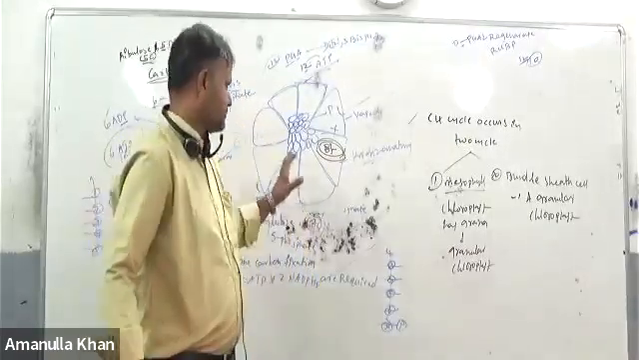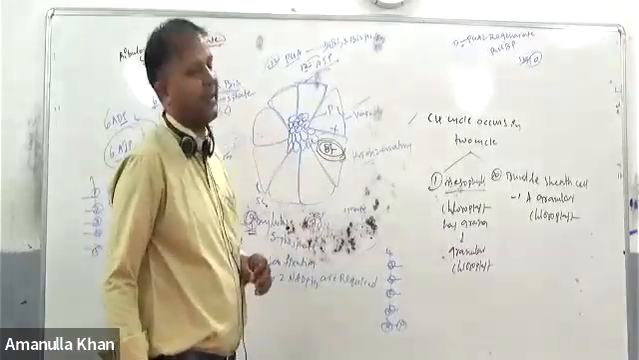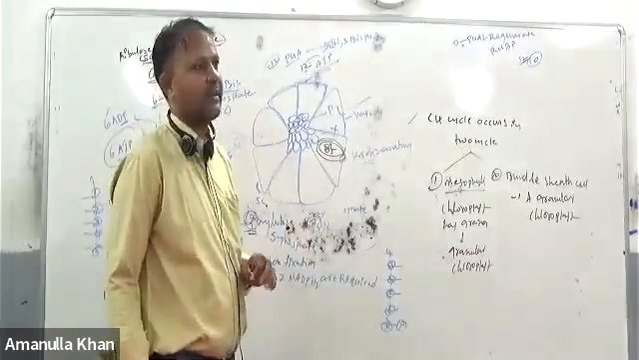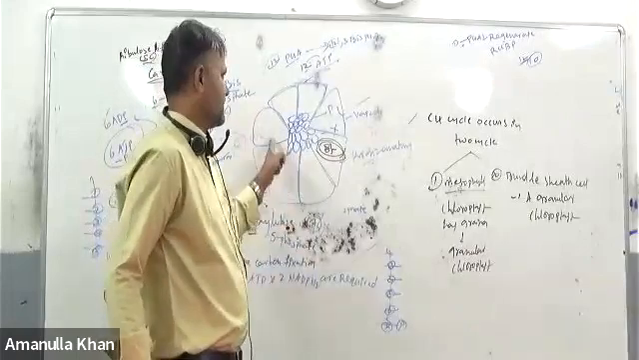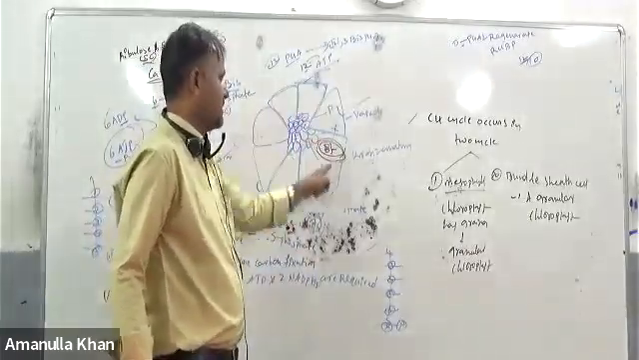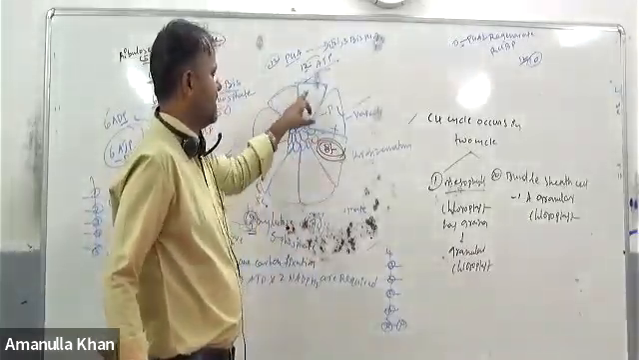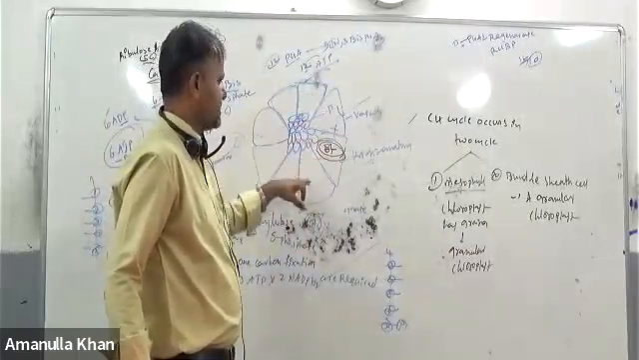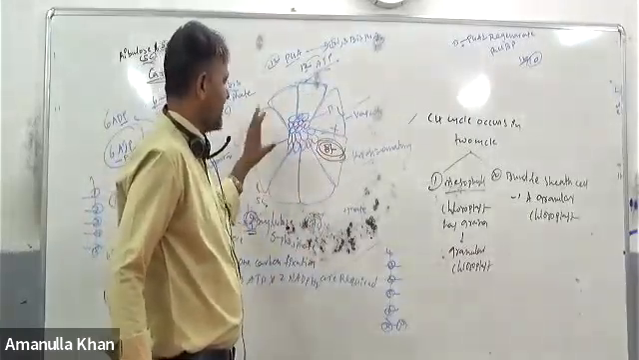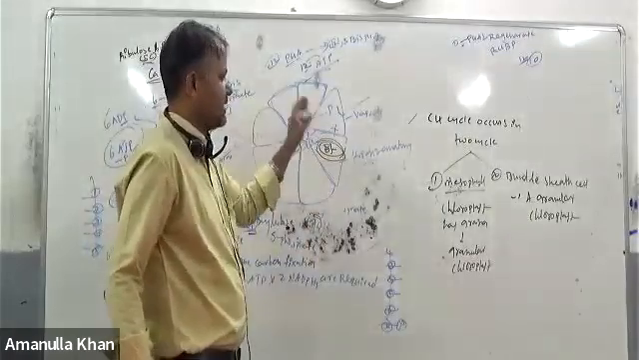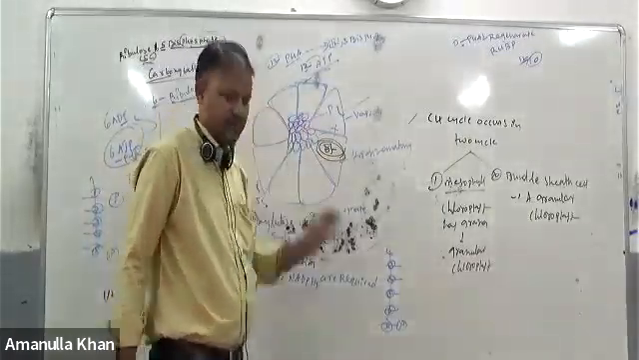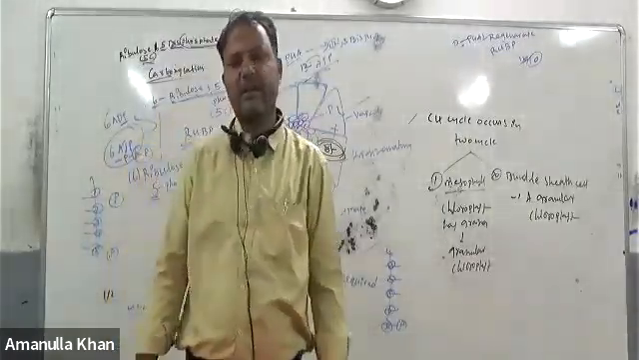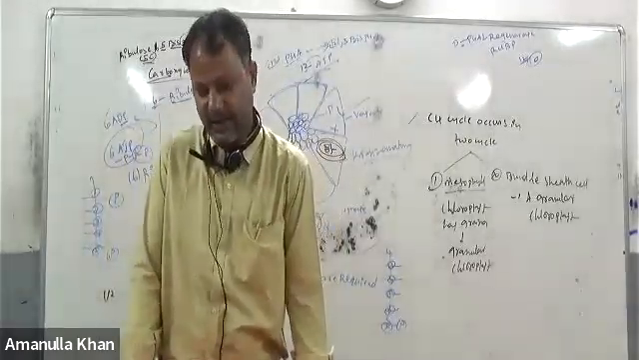And Kranz, what is the meaning of Kranz? Kranz is nothing but wreath in English. Wreath means circular. Nothing but circular means these bundle sheath cells. These bundle sheath cells enclose the vascular bundles. Vascular bundles are nothing but xylem and phloem. Okay, and tomorrow we will discuss the C4 plants in detail. Okay.